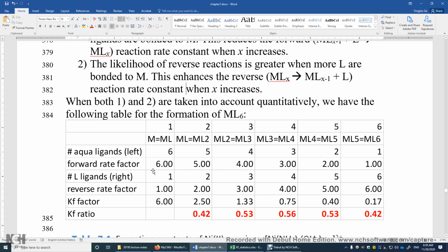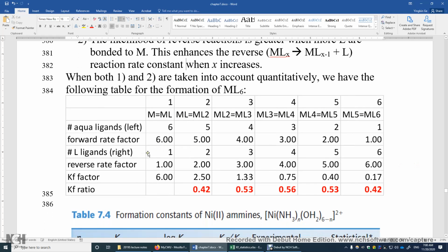Now let's look at the reverse rate constant. In this case, when we're talking about the reverse rate constant, we are replacing one L with one aqua ligand. That means we need to count the number of available L ligands. So it's 1 here, 2 here, 3, 4, 5, 6. And then the ratios between those reverse reaction rate constants are going to be 1 to 2 to 3 to 4 to 5 to 6.